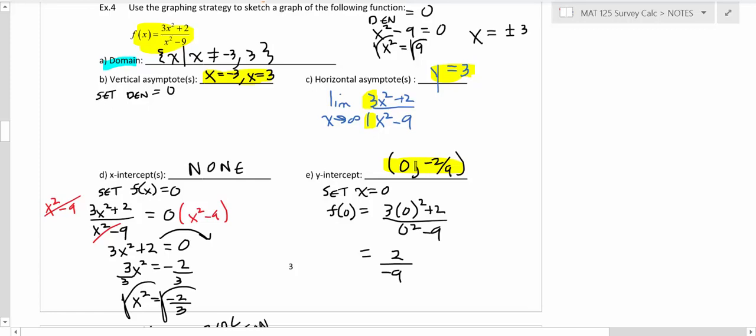So the x-intercept is always done the same way. Set the function to 0 and solve. Either you get an answer or you don't. The y-intercept is always the same way: let x equal 0 and do arithmetic. Y-intercepts are easier than x-intercepts. Are you with me so far?